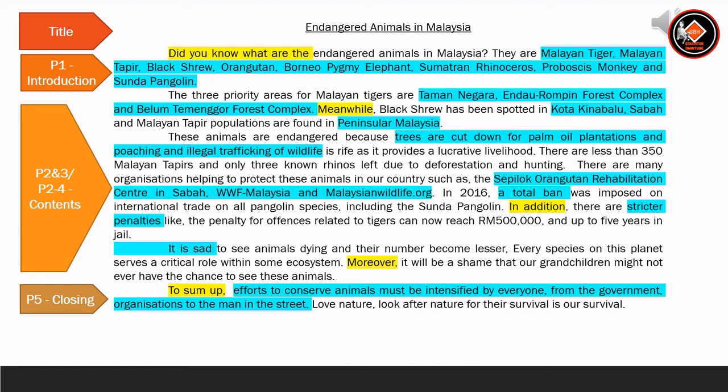It is sad to see animals dying and their number become lesser. Every species on this planet serves a critical role within some ecosystem. Moreover, it will be a shame that our grandchildren might not ever have the chance to see these animals. To sum up, efforts to conserve animals must be intensified by everyone, from the government, organizations to the man in the street. Love nature, look after nature, for their survival is our survival.